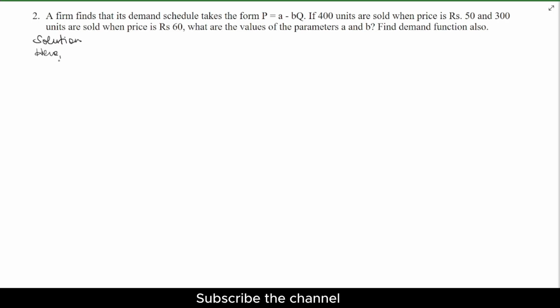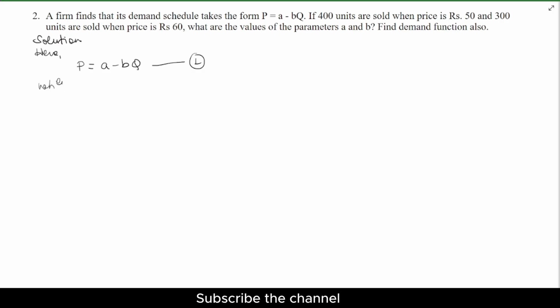What is given? The demand function is P equals A minus BQ. Let it be relation 1. We need to find the value of A and B, and we'll substitute over here. Then that is the value of the parameters A and B, and demand function means we'll find the function. What is given here? P equals this one. And then, what is given?